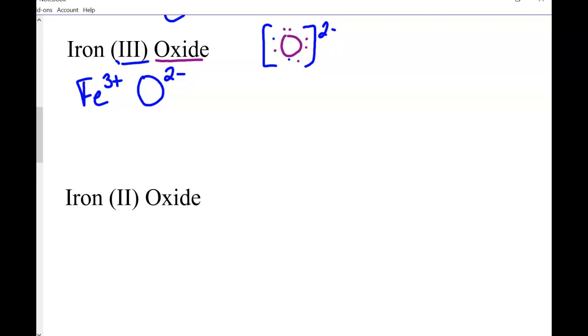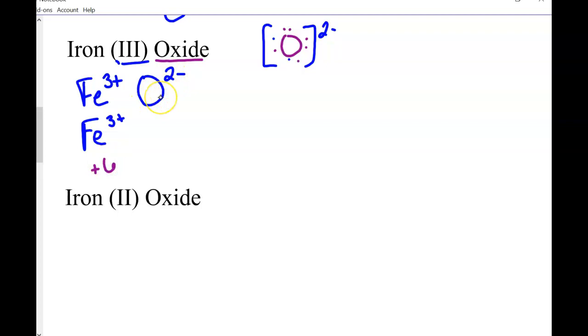So how many iron 3+ are we going to need? That's right, we're going to need 2. So I'm going to draw another iron +3. Oh, sorry, I lost my... Adios, my bad. Try this again. Fe 3+. So that gives me a total charge of +6 for all of my irons.